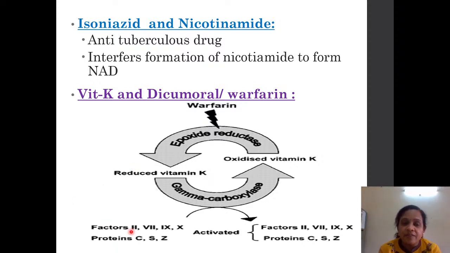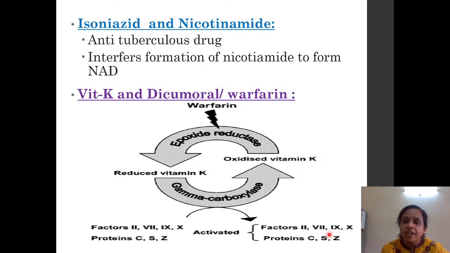The inactive coagulation factors like factor 2, 7, 9 and 10 have to undergo carboxylation to become active. This carboxylation is promoted by reduced vitamin K. Now, with reduced vitamin K in the presence of gamma carboxylase, the coagulation factors are activated and they enter into any of the coagulation pathways. Wherever coagulation is required, they will go into the pathways.